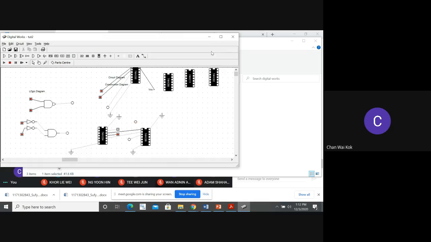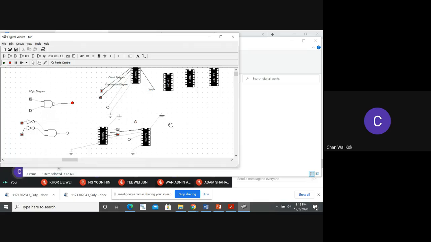All right. Can you all see this? So this is a logic diagram. This is an AND gate, isn't it? So like this, you can change the input, or first you have to run it. So this is the logic diagram.